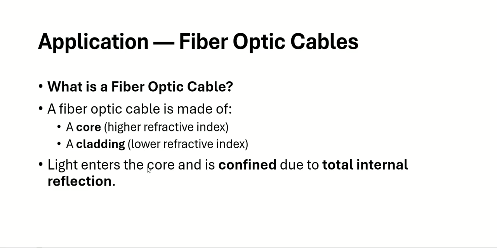Okay, so light enters the core and is confined due to total internal reflection. That's why we have a refractive index of the core higher than the cladding. That confines the light inside the core by total internal reflection. So that's pretty much how we design the core of fiber optic cables.